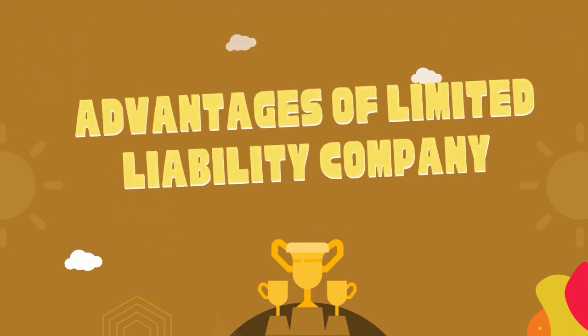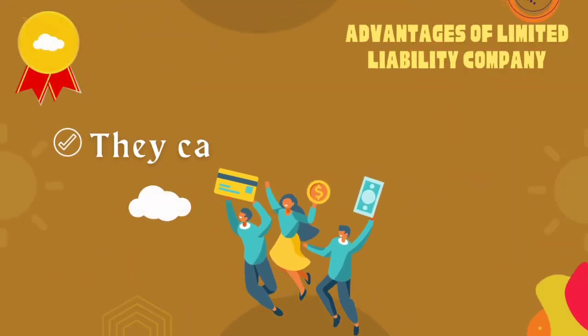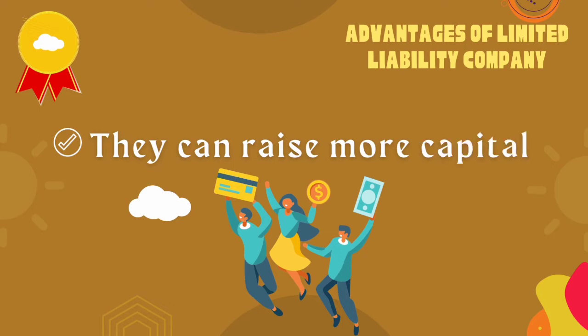Well, number one advantage is that they can raise more capital. Just for example, a sole proprietorship is a one-man business. He may not be able to raise more capital for the expansion of his business. But in the limited liability company, whether public or private, they have more persons. Remember, two heads are better than one.